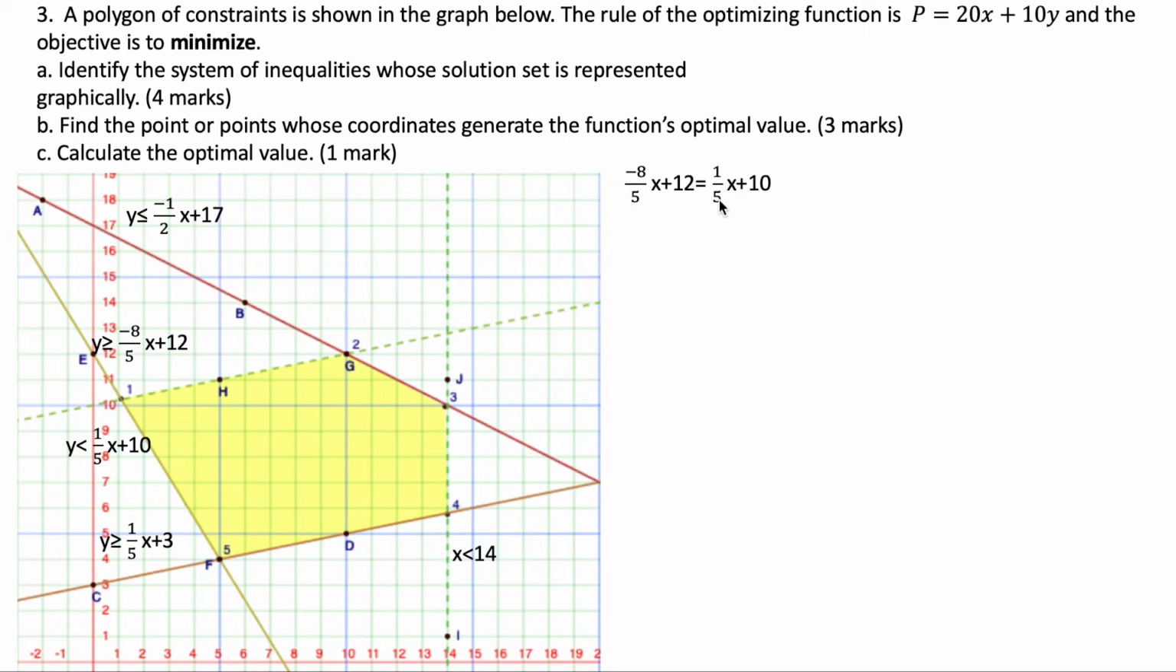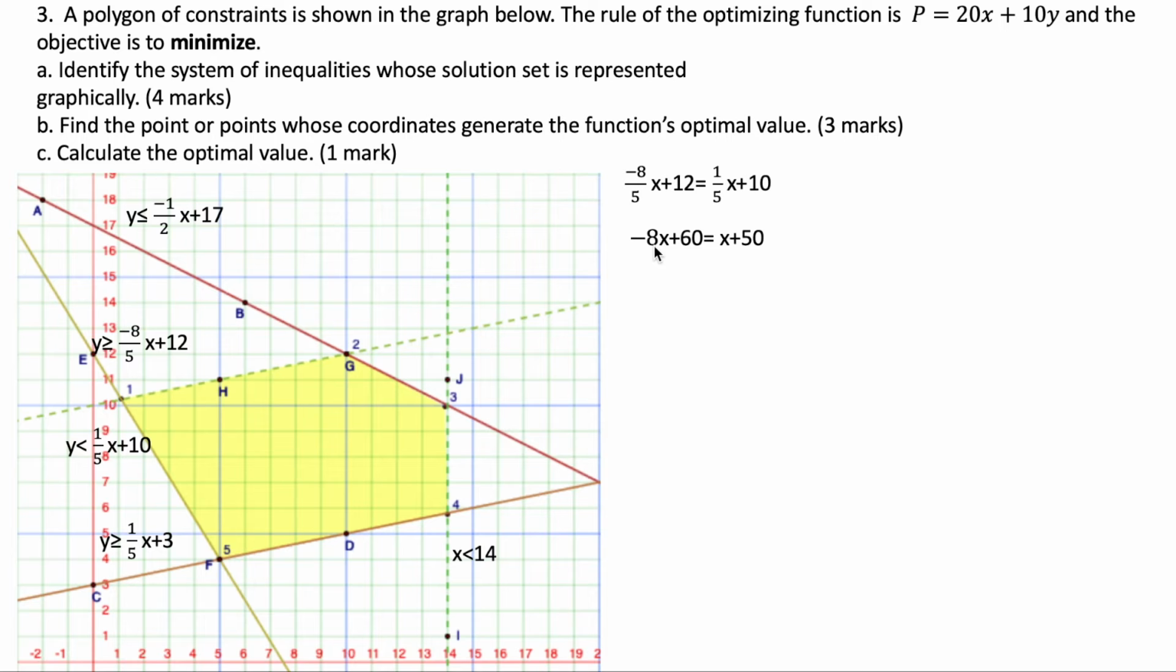To get rid of the 5s, I'm going to multiply each term by 5, since the common denominator is 5. Multiplying this by 5, I'm left with negative 8x. When I multiply the 12 by 5, I get 60. I multiply this fraction by 5, I get x. When I multiply the 10 by 5, I get 50. We have negative 8x plus 60 is equal to x plus 50.